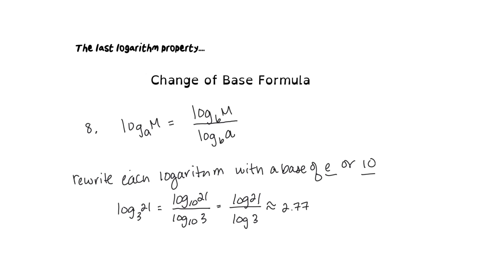Now, what would it look like if we changed our base to an e? So same problem, log to the base 3 of 21, but now I'm choosing a base of e. So I'll have log to the base e of 21 divided by log to the base e of 3. And again, we know log to the base e on our calculator is the ln button. So we have ln of 21 divided by ln of 3. And do you think we get the same answer? Well, we should, right? Because we started with the same problem. It is. It's 2.77.